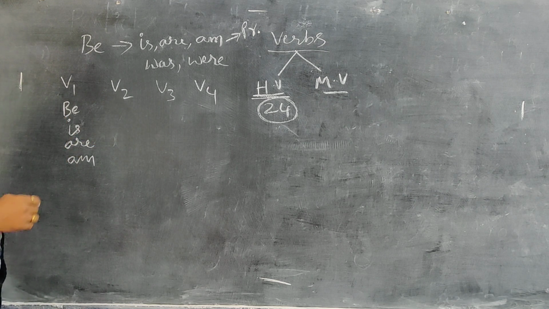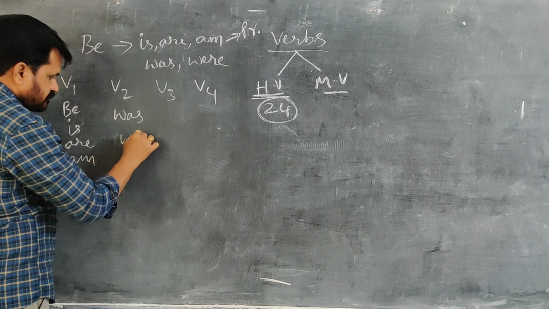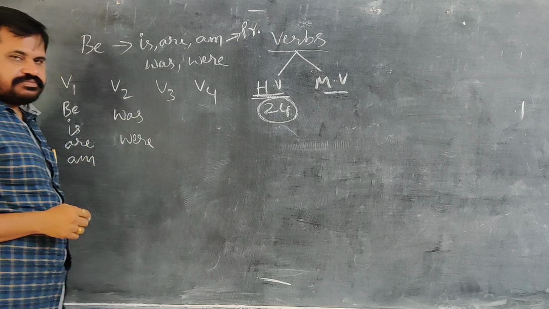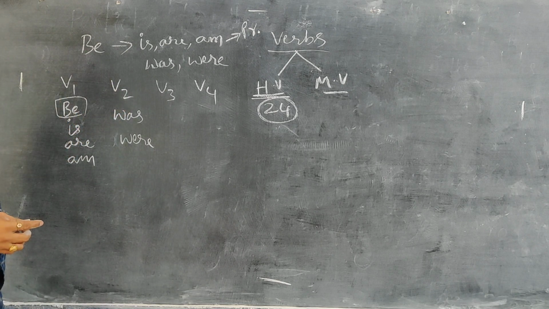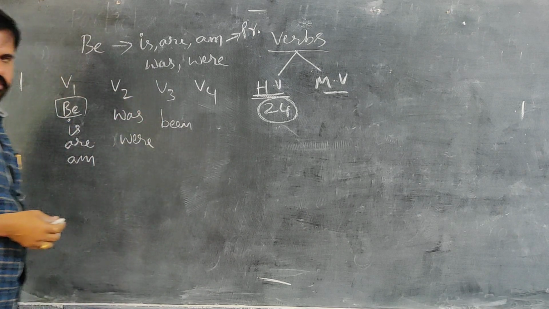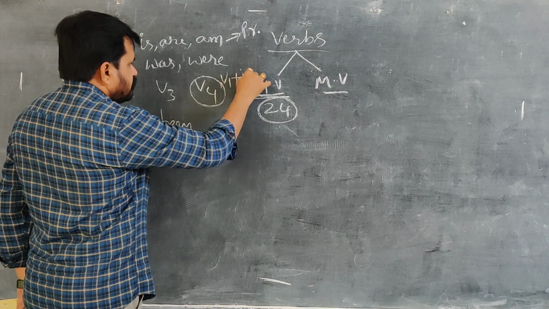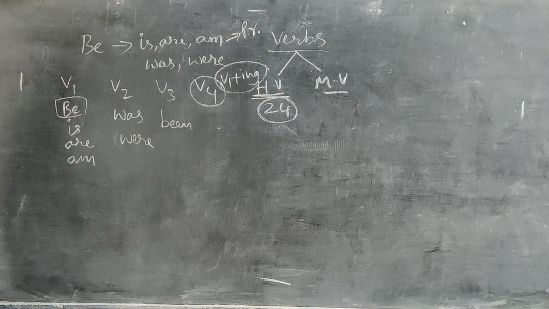Regarding V2, was and were are called V2. When we come to V3 and V4, they are made from this be word only. Be has V3 as been. You know well about this word. And V4 is V1 plus ing. V1 plus ing is V4.